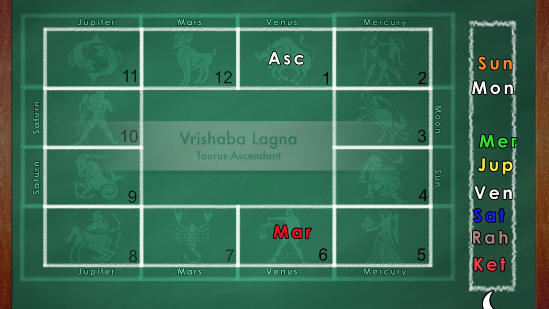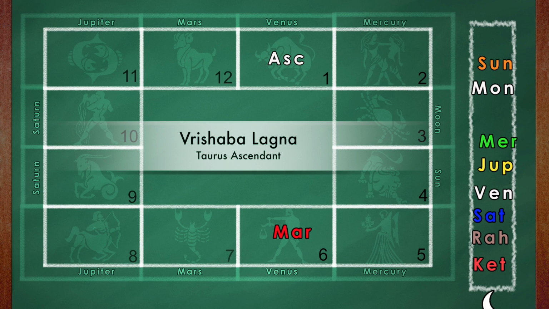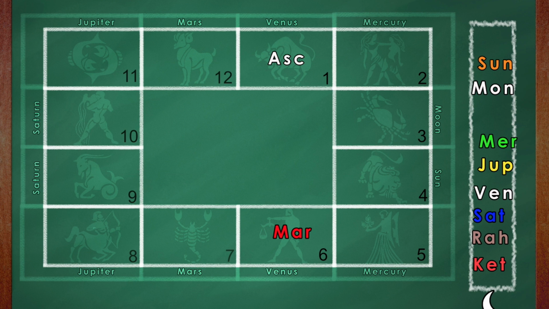This is Vrishaba Lagna, Taurus Ascendant, and Mars in the 6th house. This Mars is definitely better off because it is in the sign of Venus, or at least it is not in the sign of Mercury. So you should expect more of the positive side of Mars being in the 6th house to manifest in your life.